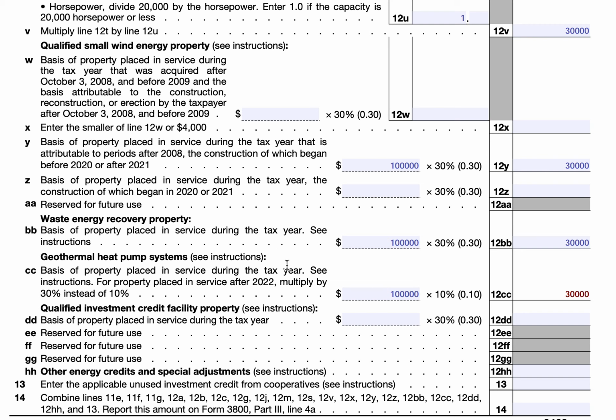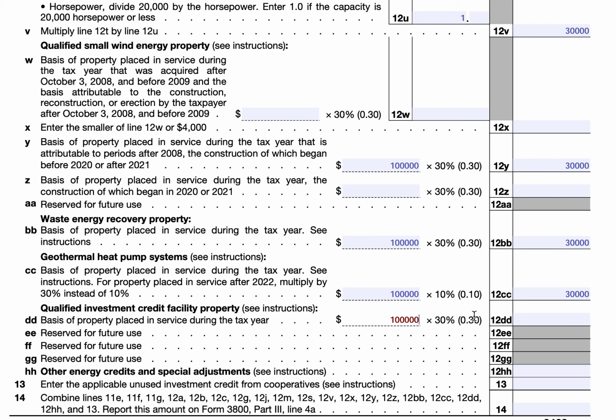And then we have qualified investment credit facility property. This is property that is tangible personal property or other tangible property. It's constructed, reconstructed, erected, or acquired by the taxpayer. It's depreciable or amortization is allowable, and the original use begins with the taxpayer. In other words, the taxpayer claiming the credit is the first one to use the property.